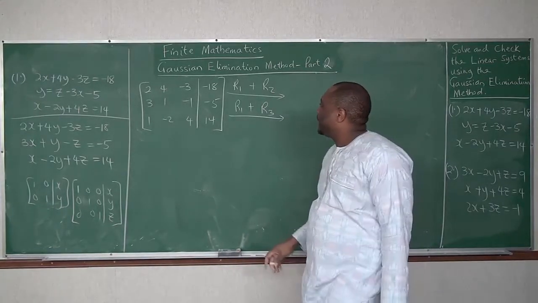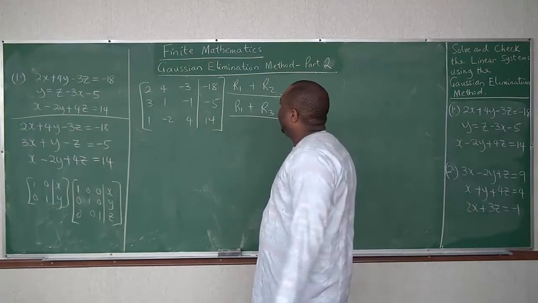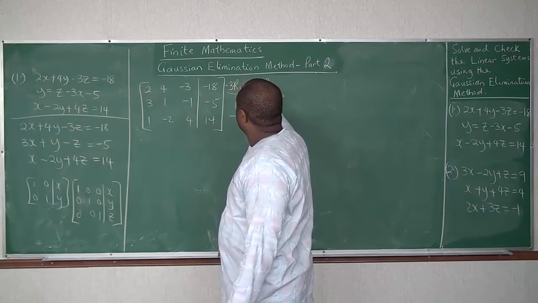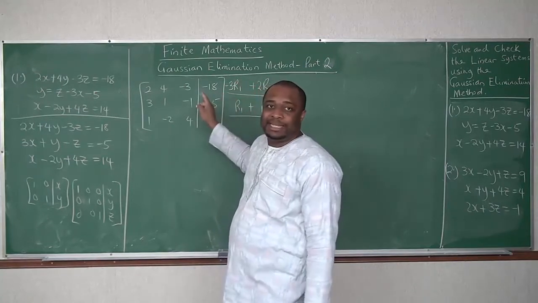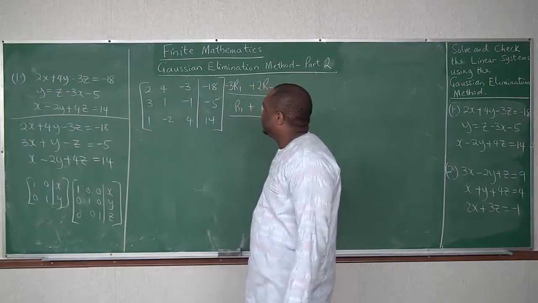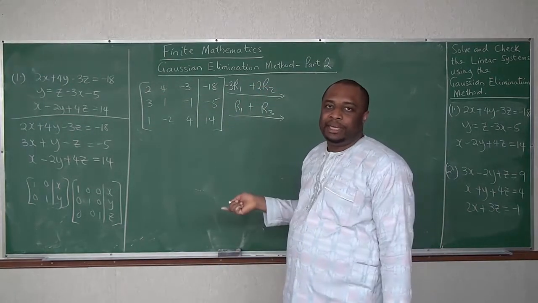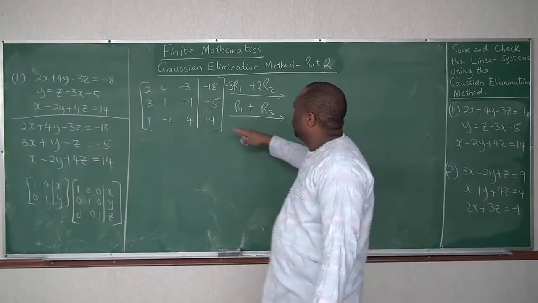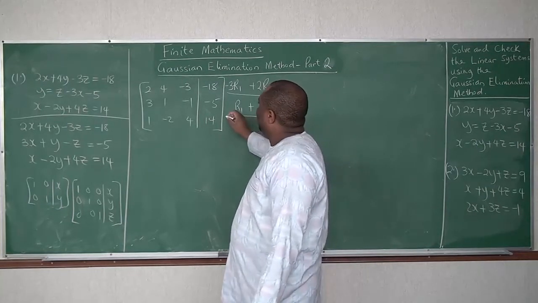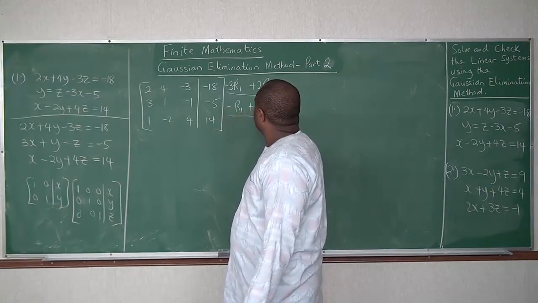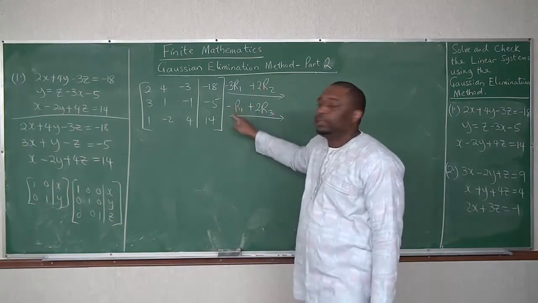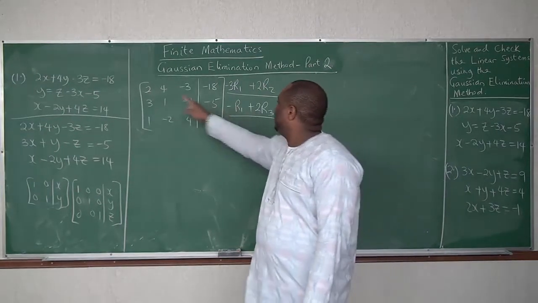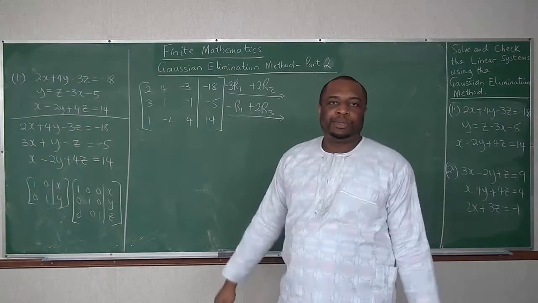So what do we get now? 2, 3, this will be what? Negative 3 R1 plus 2 R2. If you test it, negative 3 times 2 is negative 6, plus 2 times 3 is 6. Negative 6 plus 6 is 0. It works. Then this one will be negative R1 plus 2 R3. If you want to put negative 1, that's fine. If you test it, it will be negative 2 plus 2 times 1, 2. Negative 2 plus 2 is 0.